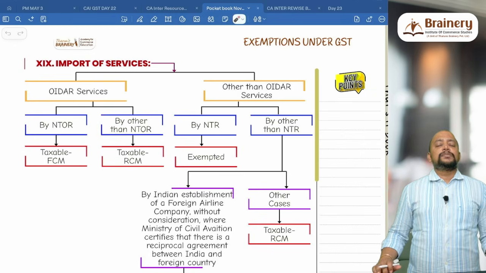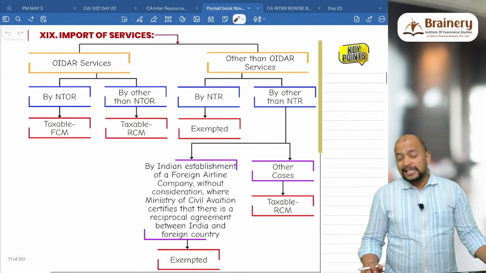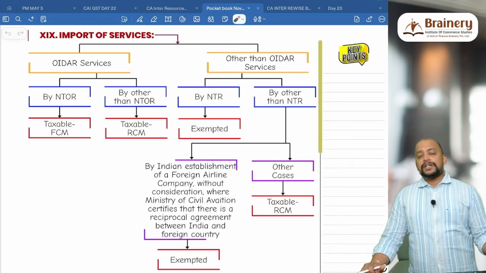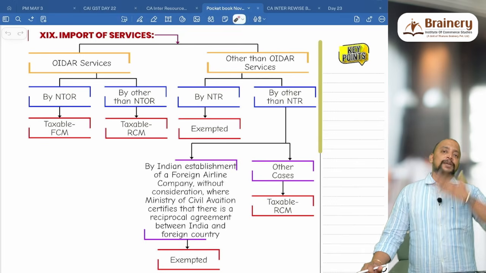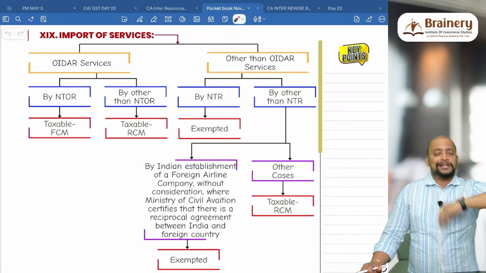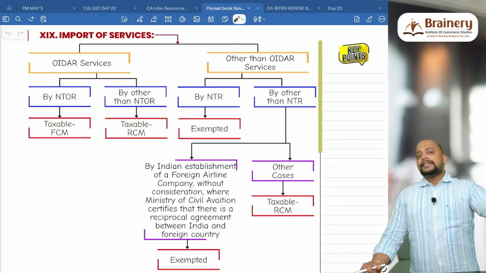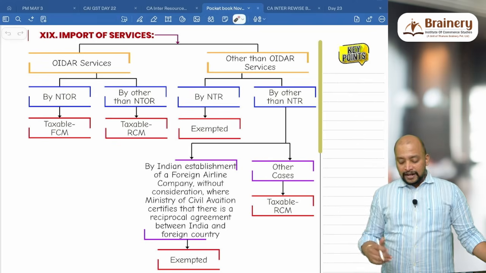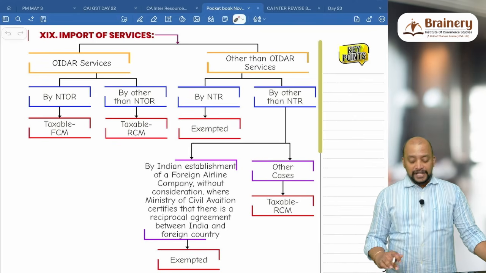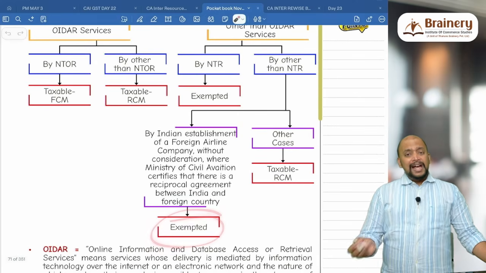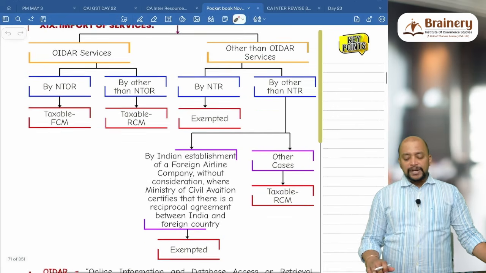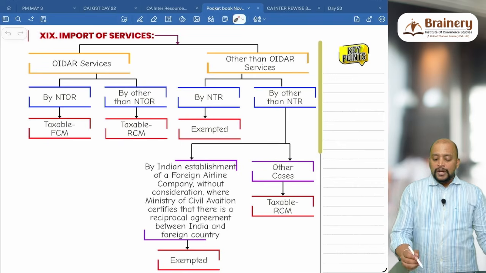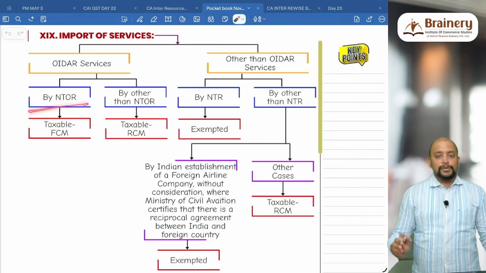By other than non-taxable recipient also we have an exemption, that is Indian establishment of a foreign airline importing services from their head office. Say Singapore Airlines is having a branch in India, importing service from their head office without consideration. That will be exempted provided there is a reciprocal exemption given by Singapore government to our airlines which is there. So that Ministry of Civil Aviation should certify, then only it will be exempted. Other cases it will be taxable under RCM. Basically, import of service will come under RCM, but only in one case it will be FCM, that is OIDR service by non-taxable online recipient.